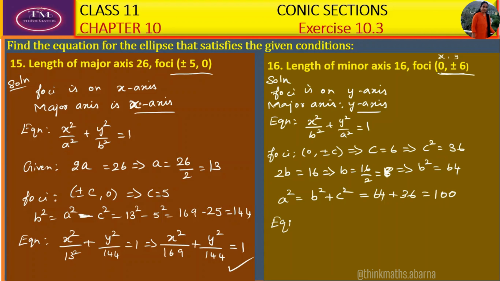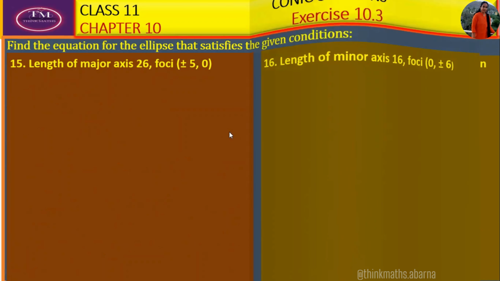So what is the required equation? It is x square by b square, b square is 64, plus y square by a square. What is a square? It is 100, equal to 1. So this is the required equation. Clear children? Very simple. Just we have to find the value of a, b, c, square it and form the equation. So moving on to the next set.